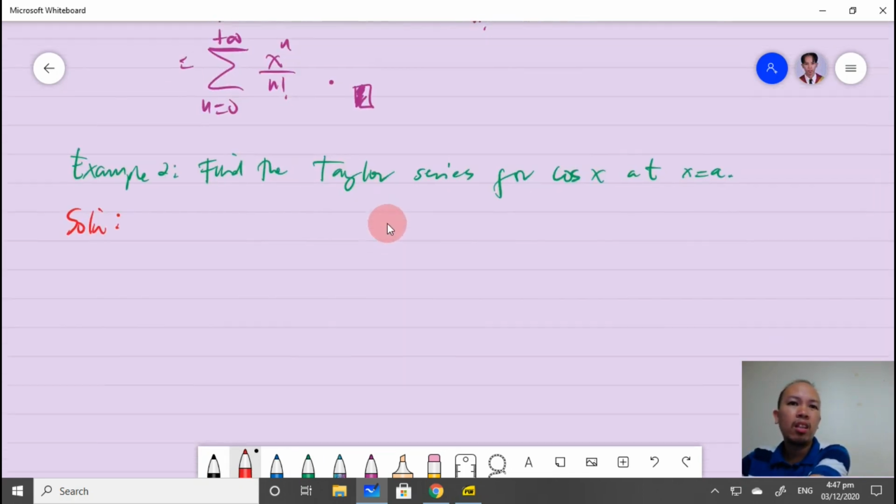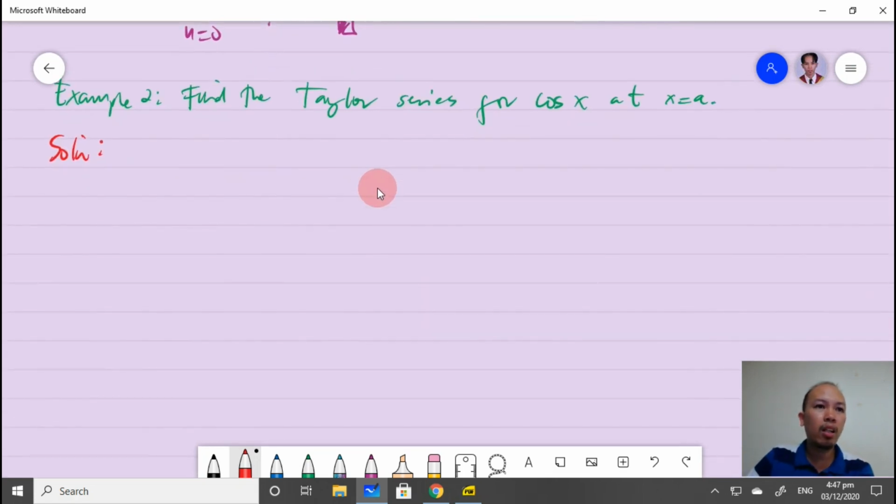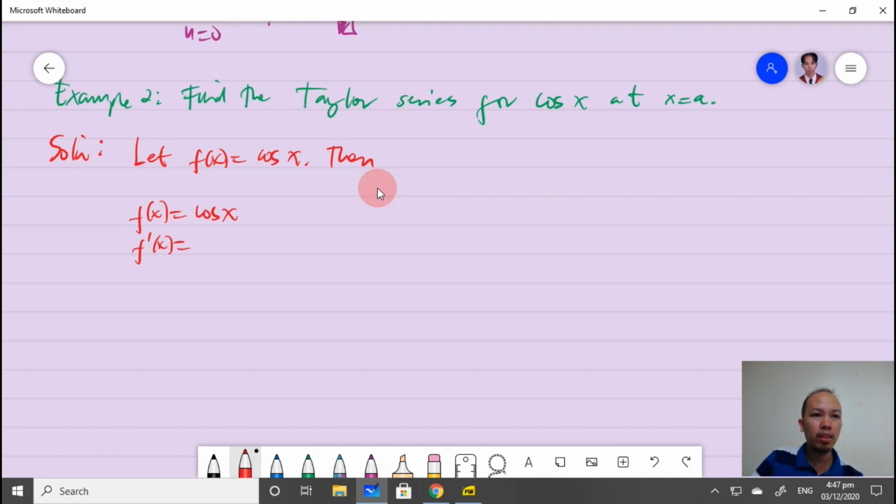Again, we let f of x be equal to cosine x. Then get the derivative, so copy our function. First derivative of cosine is negative sine. Again, we will not use the chain rule here because our u is x. The coefficient of x is 1, the exponent is 1. Second derivative.